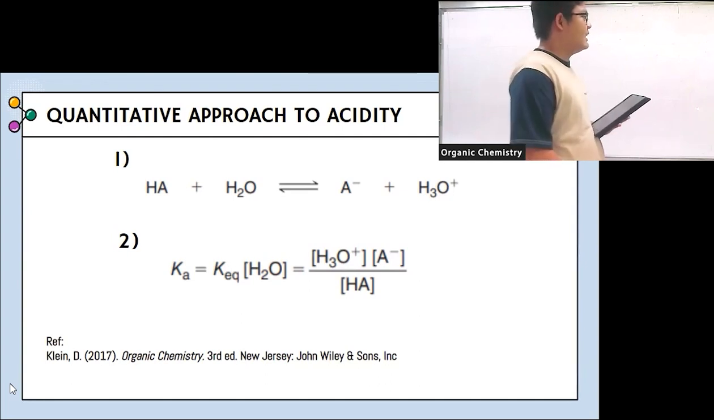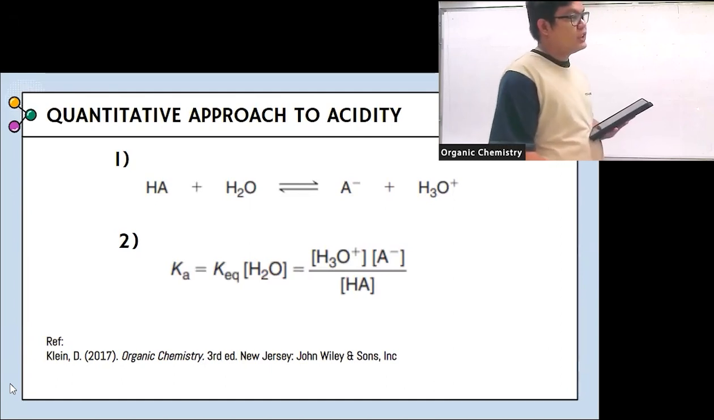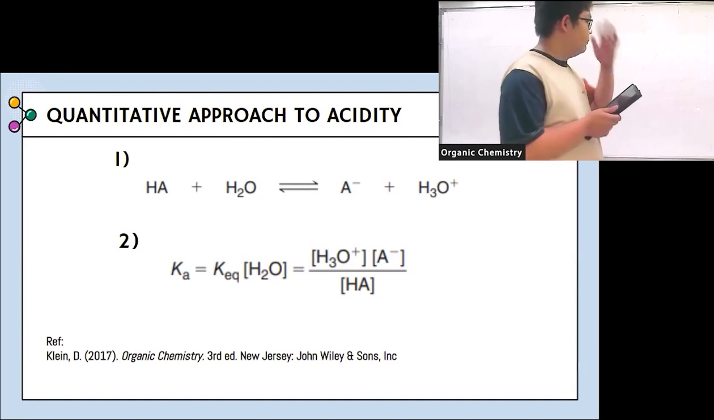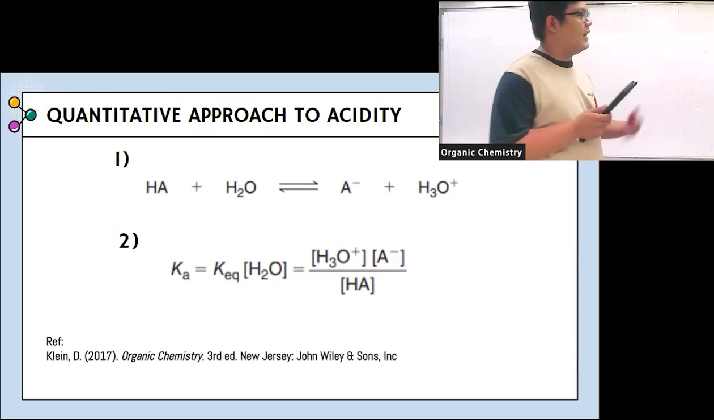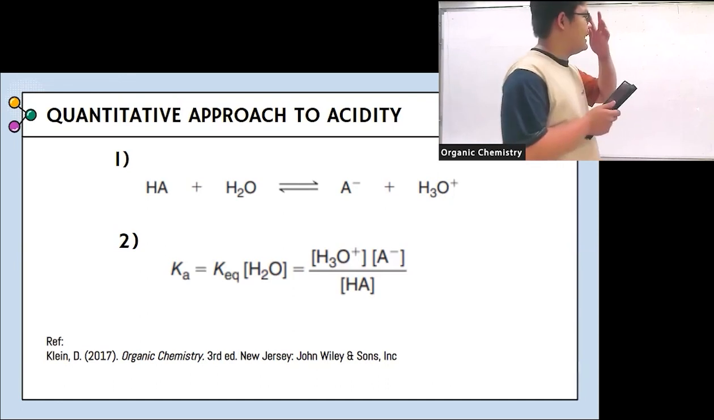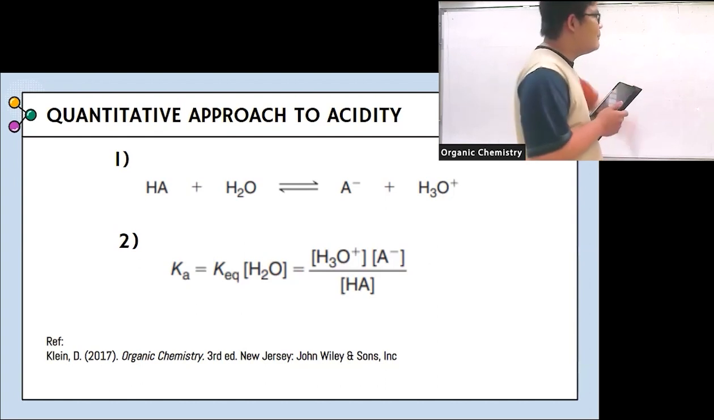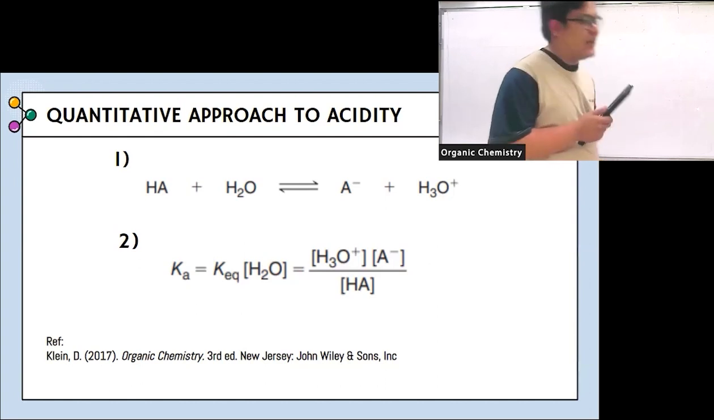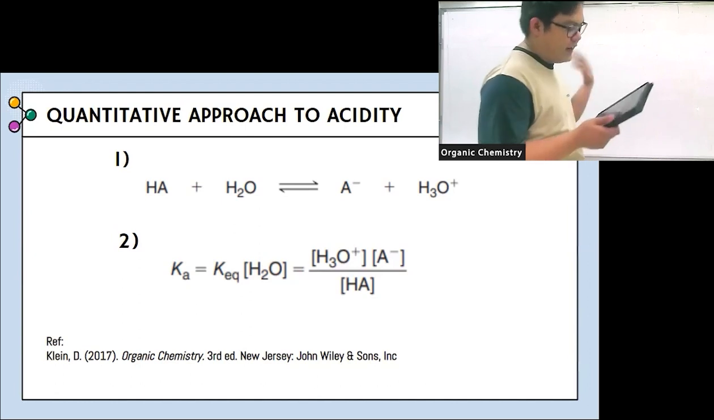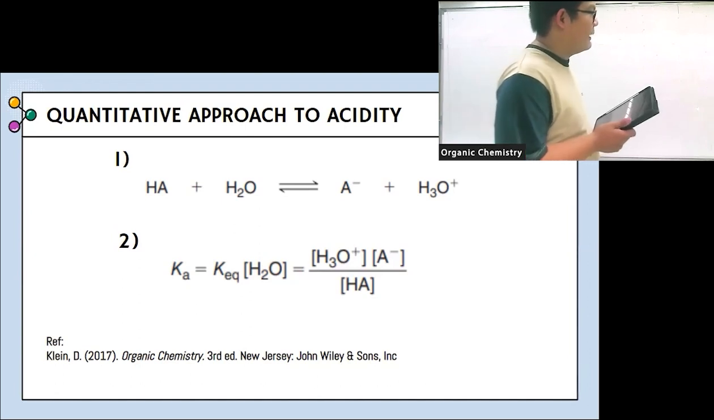And that is equal to simply the equilibrium constant of Keq times the concentration of water, which is actually negligible, and it is equal to the product of H3O plus concentration in the solution and the conjugate base A minus over the acid concentration. So ano ba ito sinasabi natin na to? Paano ba natin siya i-simplify? Kasi syempre mas gusto natin simplified yung mga bagay-bagay.